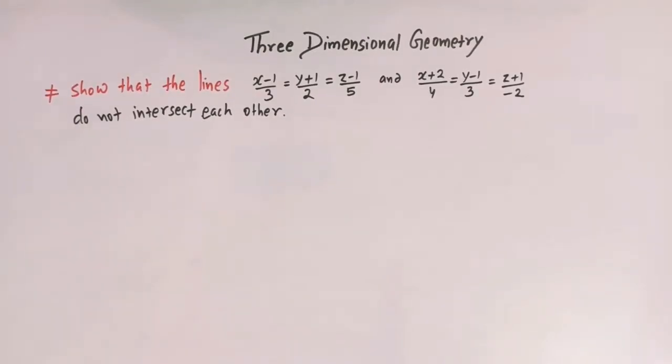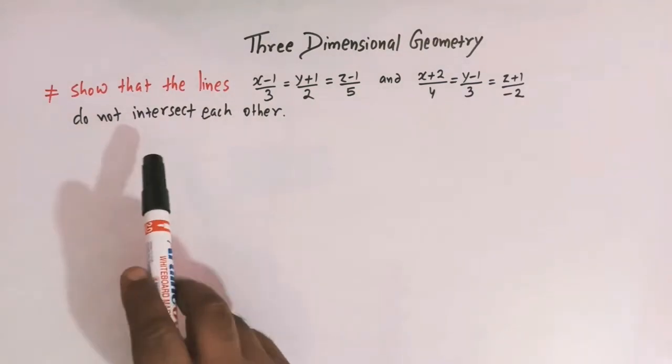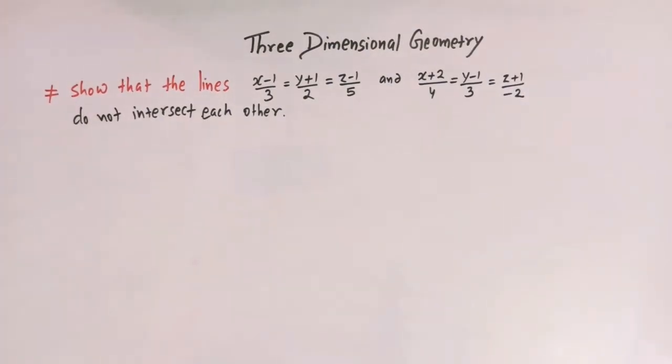Hello viewers, in today's class we are going to discuss one important problem from three-dimensional geometry. Here we are going to take up one important conceptual problem from the topic of intersection of lines. We are given a problem in which we have to show that two lines do not intersect each other. We are given the equations of the two lines, and we have to show that they do not intersect.